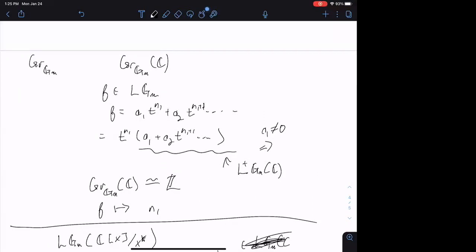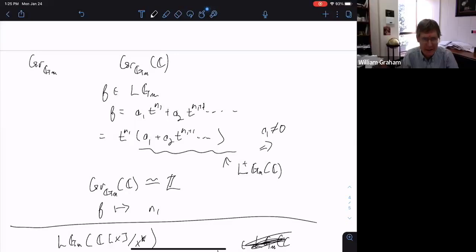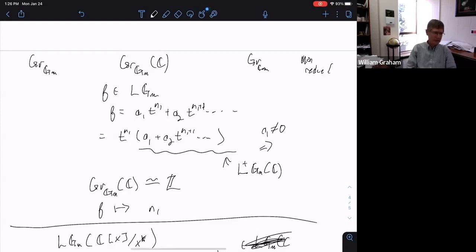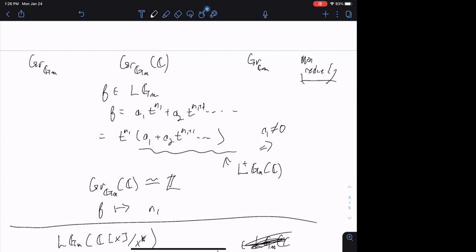I mean, are you thinking of GrGM of C itself as an ind-scheme? And then you're not, this is different than that. So here I should say that I'm thinking of GrGM with no thing as an ind-scheme, or a non-reduced ind-scheme. Okay, I see. And how am I seeing that? I'm testing it with either C or a C algebra with nilpotence and seeing what I can produce. And here I have a non-trivial morphism from a C algebra with nilpotence into this scheme.